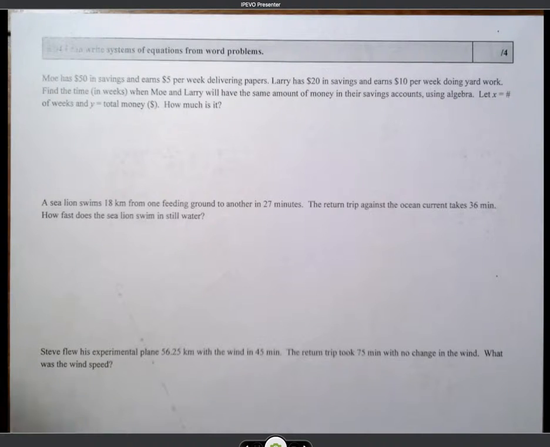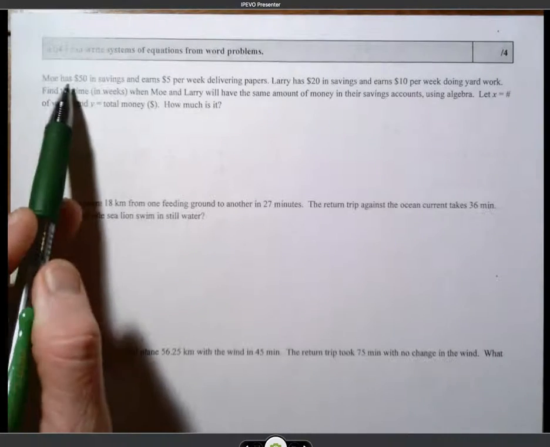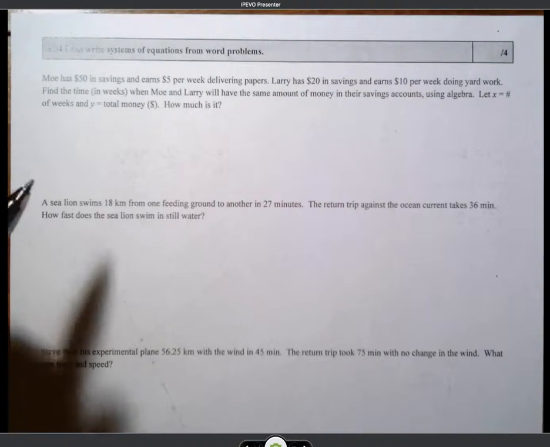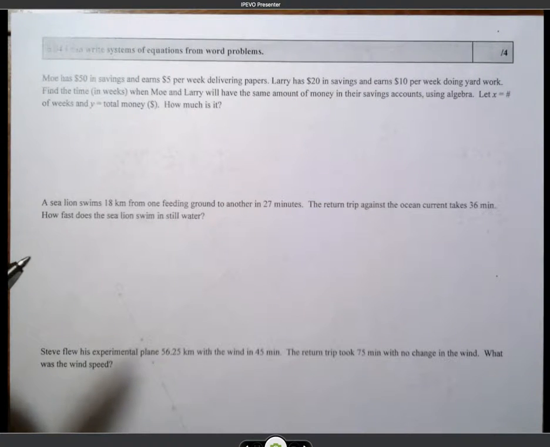My favorite word problems. Okay. Mo has $50 in savings and earns $5 per week delivering papers. Larry has $20 in savings and earns $10 per week doing yard work. Find the time in weeks when Mo and Larry will have the same amount of money in their savings account using algebra. Let X be the number of weeks and Y the total money.